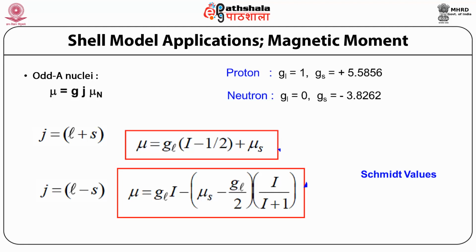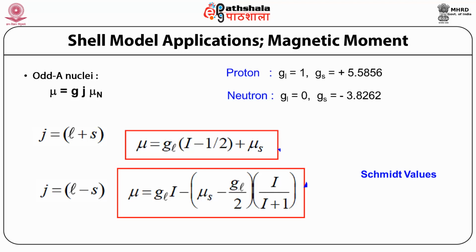Now, in the arrangement when J is equal to L plus S, the magnetic moment for odd nuclei is given as mu is equal to Gl I minus half plus mu s. And in the arrangement when J is equal to L minus S, the ground state magnetic moment for odd nuclei is given as mu is equal to Gl I minus [mu s minus Gl by 2] I upon I plus 1.